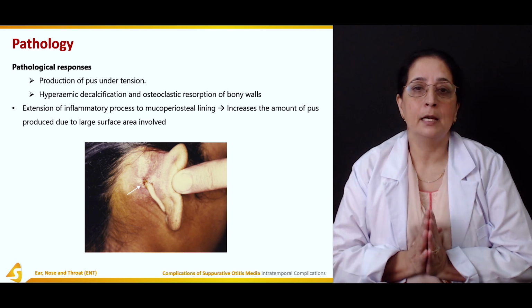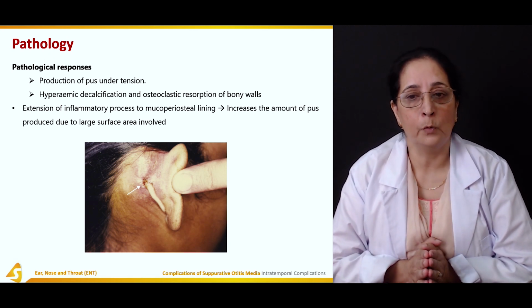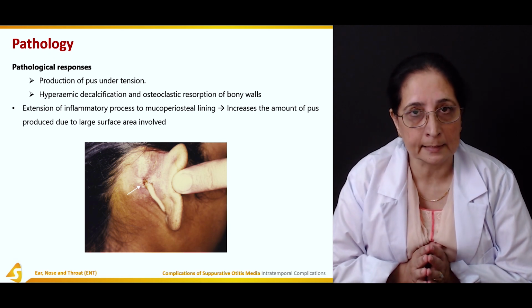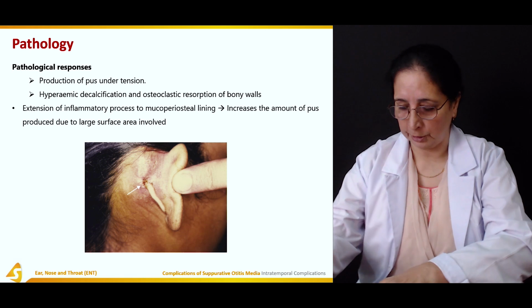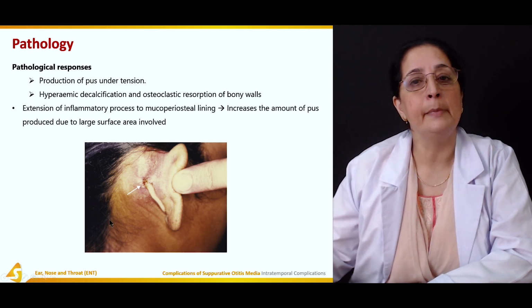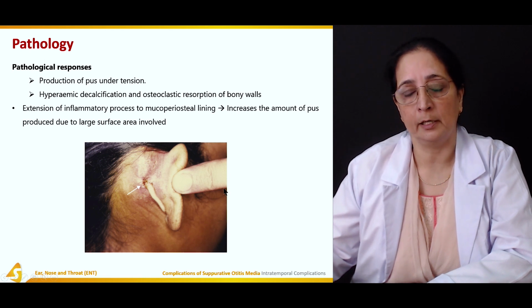So mainly the pathological process is due to decalcification and erosion of the bone, or destruction of the bone by osteoclastic cells. And then there is production of pus under tension. Again, this is the area that is mainly involved, the mastoid region.